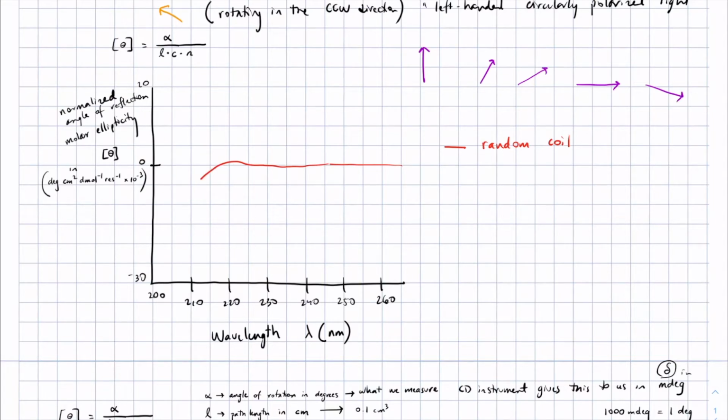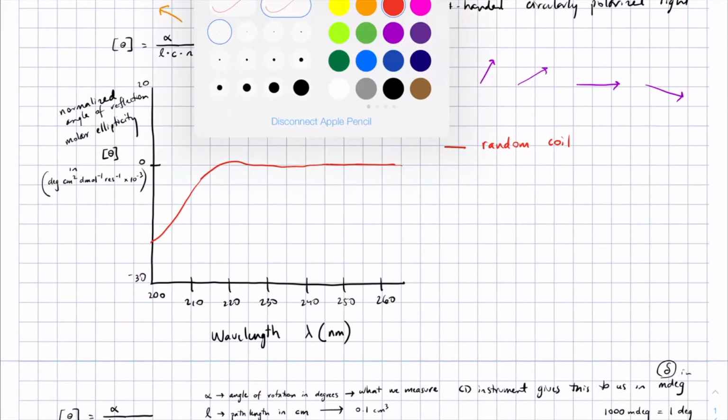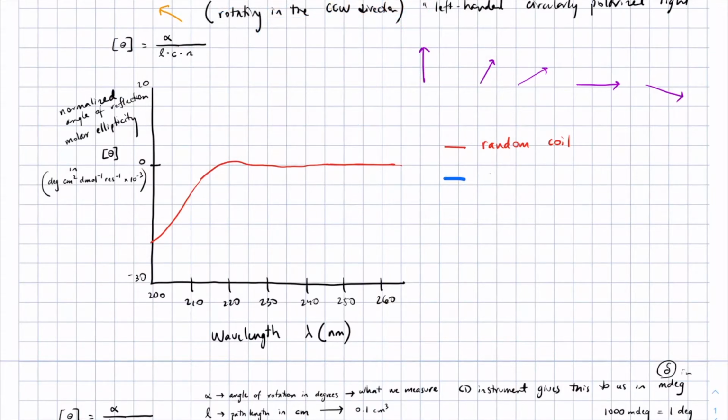And then start to go strongly into negative territory by the time you get to around 200 nanometers. Okay. And by random coil we just mean unfolded or disordered.